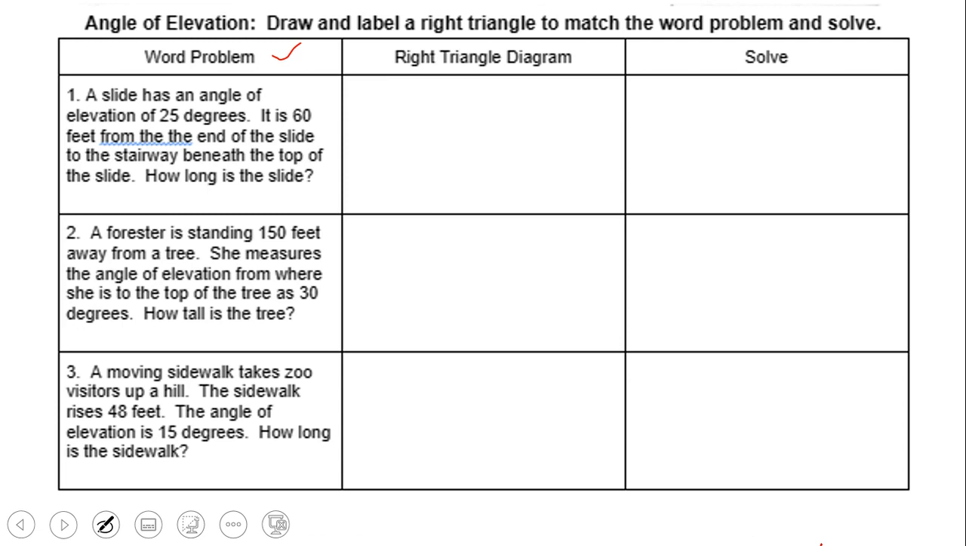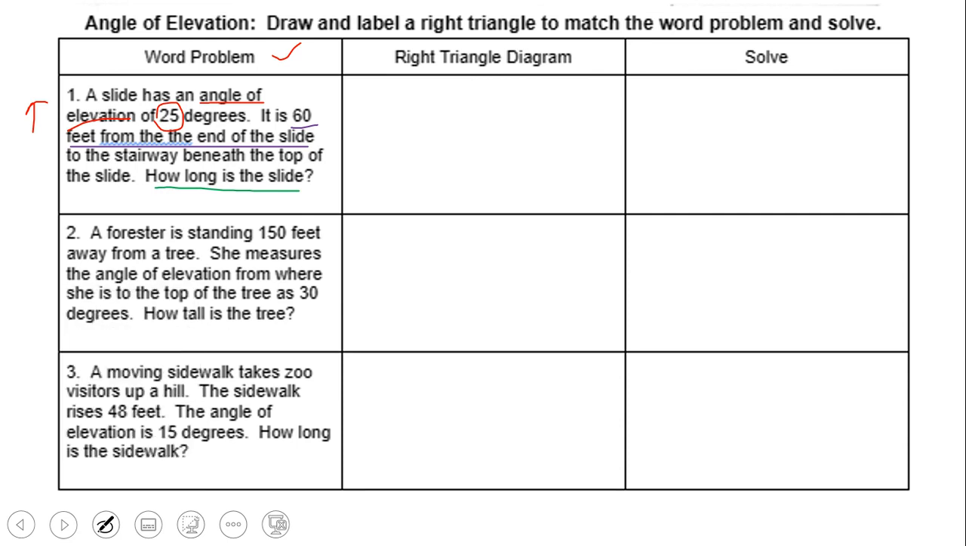So my advice is to always read the word problem, draw a picture that matches it and label it, and actually do the math in the far right column, the solve column. So let's do question number 1 together. Question number 1 says a slide has an angle of elevation, meaning we're going to be pointing upwards, of 25 degrees. It says that it is 60 feet from the end of the slide to the stairway. And the question is, how long is the slide?